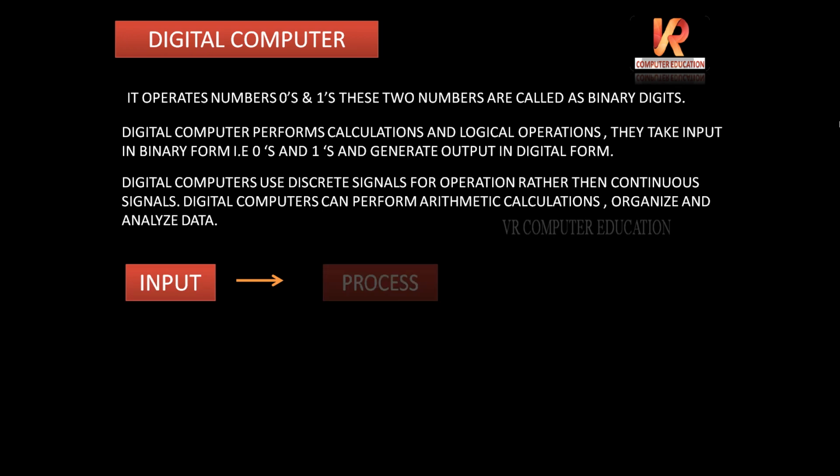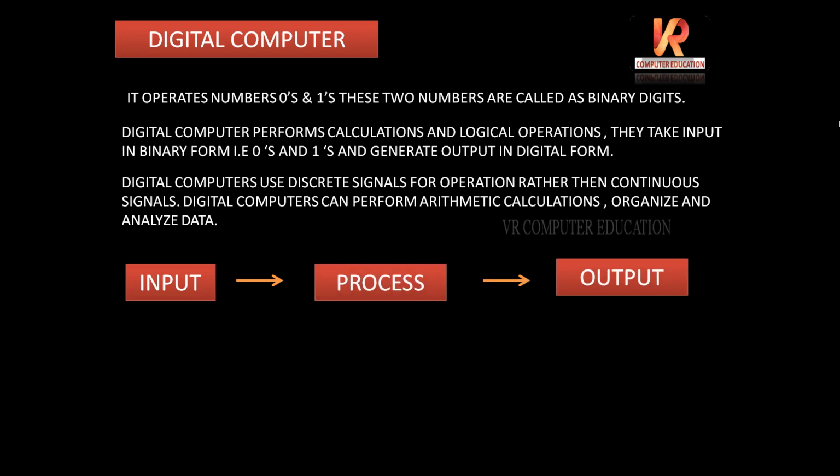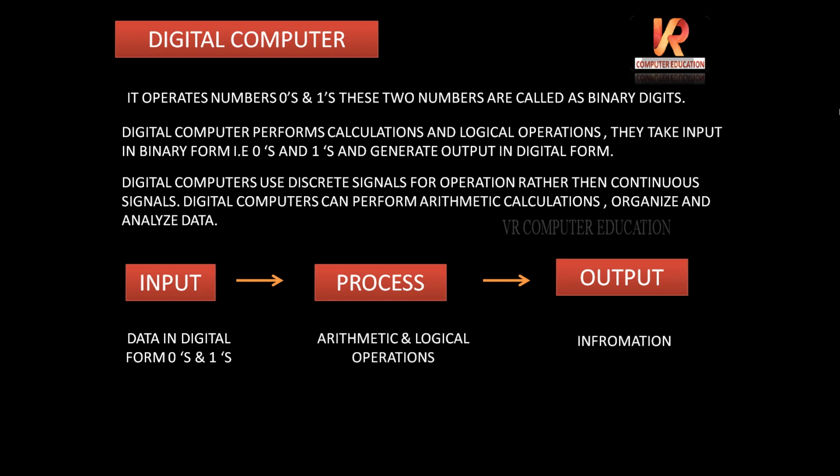Same input, process, and finally it will generate output. So what will it take as input? Data in digital form, that is zeros and ones. It processes arithmetic and logical operations, and finally it gives a result or information. So based on the input, it will perform two operations, that is either arithmetic or logical. So this is about the digital computer.